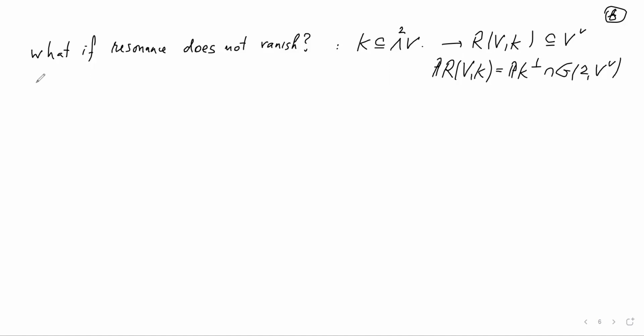Okay, so now here comes a bunch of definitions. The resonance is said to be linear. I have three definitions here. Linear if it's a union of linear subspaces.